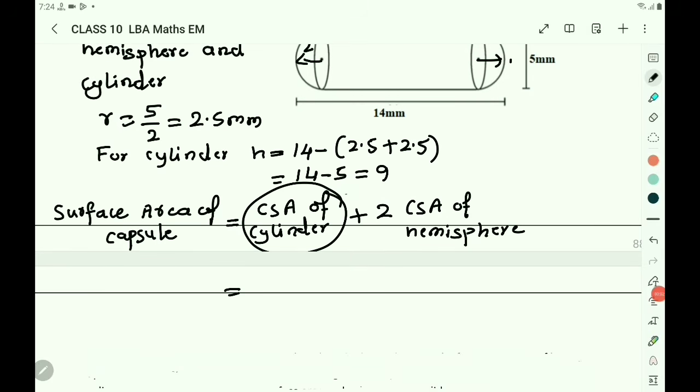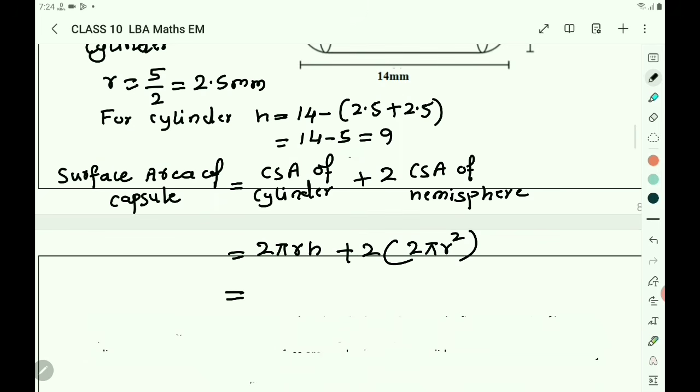What is the formula for the CSA of cylinder? CSA of cylinder is 2 pi rh plus 2 into CSA of hemisphere. CSA of hemisphere is 2 pi r square.